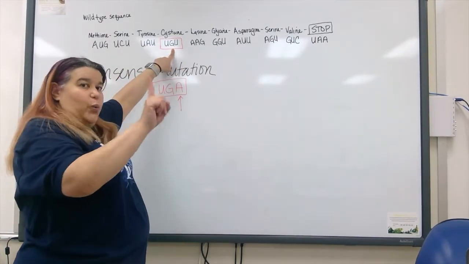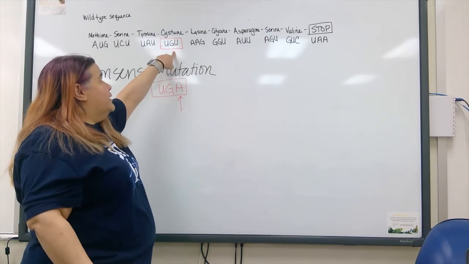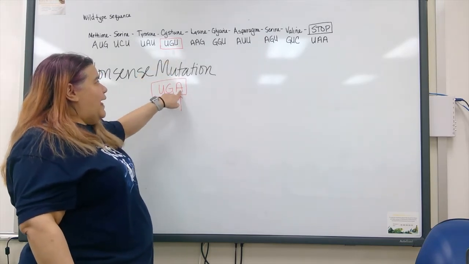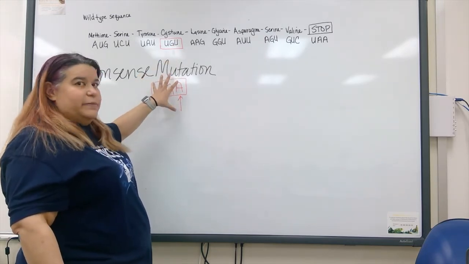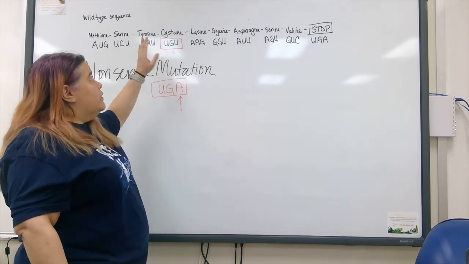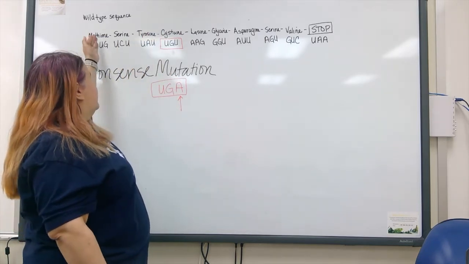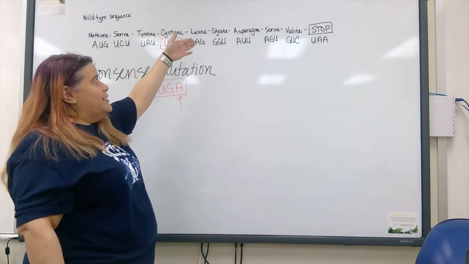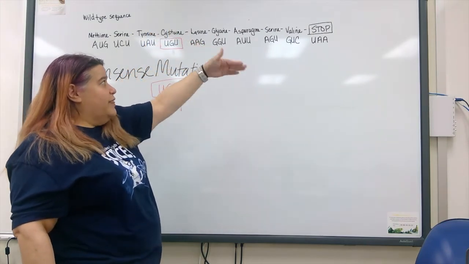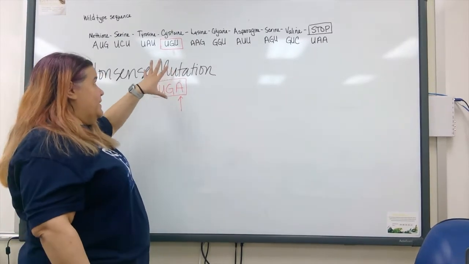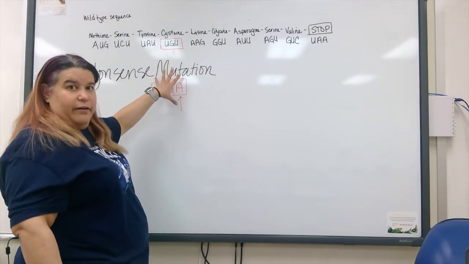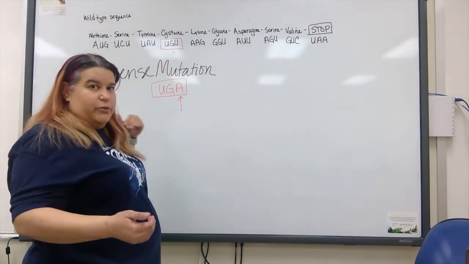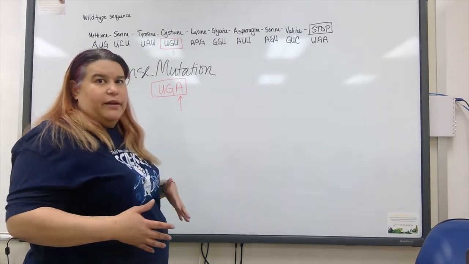If you change one base in cysteine, that last one to an A, this becomes a stop codon. Thus, it stops with methionine, serine, and tyrosine. Cysteine isn't there, lysine isn't there, glycine isn't there, nothing else is there. It literally stops right here. Non-functional protein, I didn't finish it.